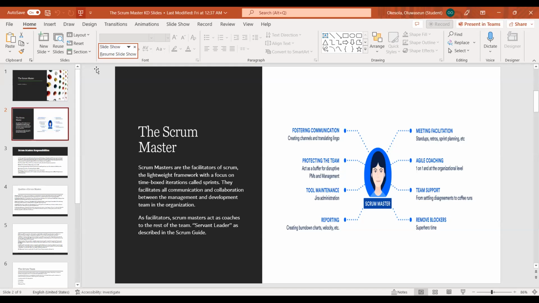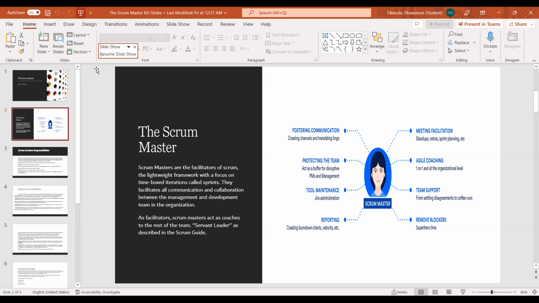And we've got reporting. So it says creating burn down chart, velocity, etc. So Scrum Masters are responsible for reporting also. We can view reporting to just be an overview of the progress the team have made or the team are making. So the Scrum Master will ideally support with the creation of burn down charts, velocity, different graphs basically to measure metrics and progress to the stakeholders, right?